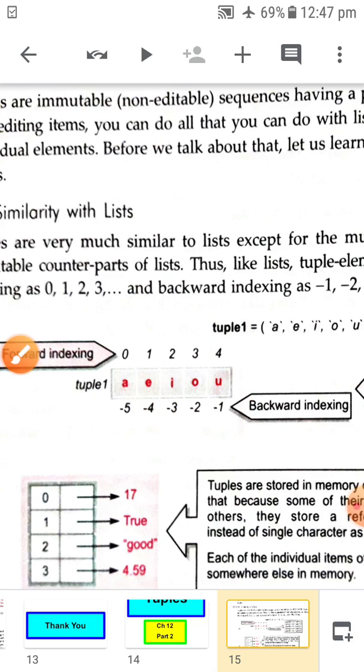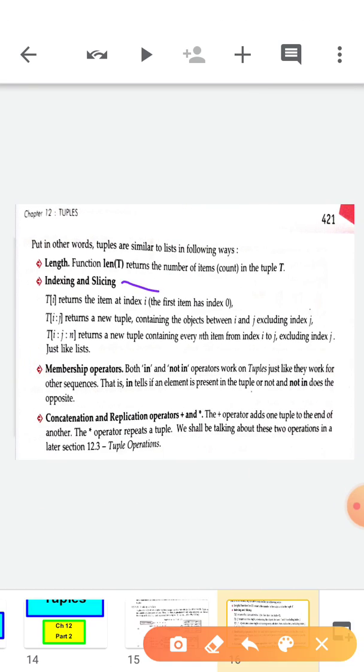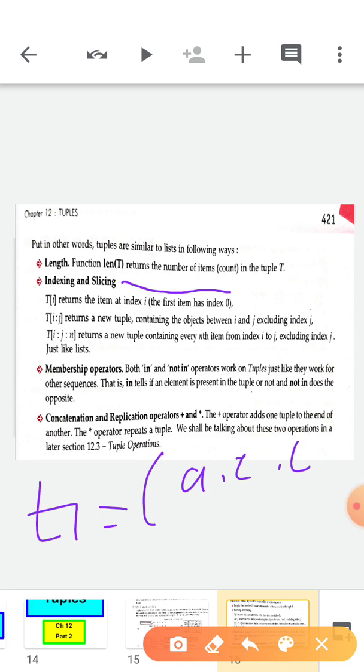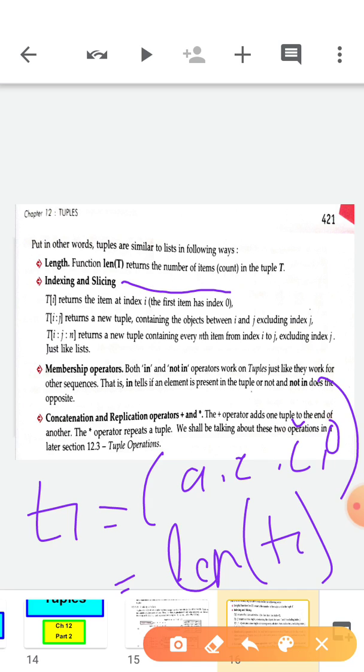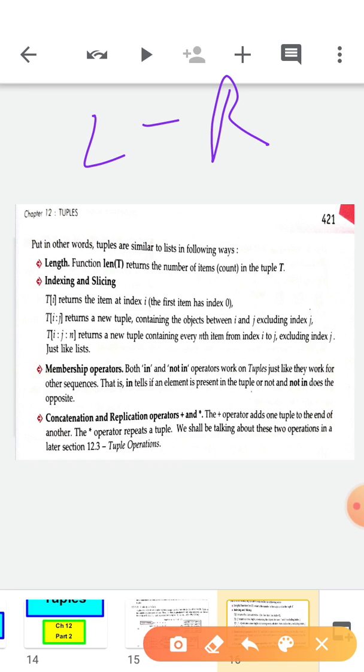Now let's talk about another thing. The length function returns the number of items. If you have T1, the tuple a, e, i, o, u, and you want to know its length, you can find it with the len function, len(T1). Then indexing and slicing, which we have already discussed: left to right is forward and right to left is backward indexing.